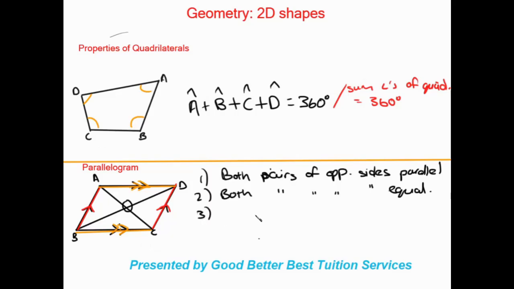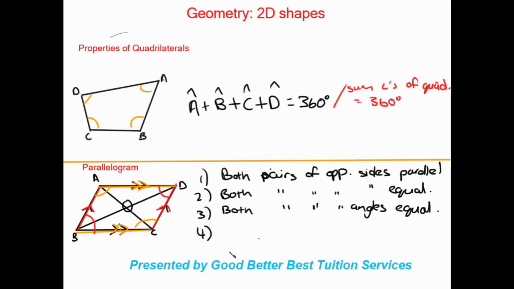Third property is both pairs of opposite angles are equal. So both pairs of opposite angles now, not sides, angles are equal. Cool. So that means that this angle over here is equal to this angle over here, and this angle over here is equal to this angle over here. This is strictly for parallelograms, okay? Remember, we're looking at specific types of quadrilaterals now.